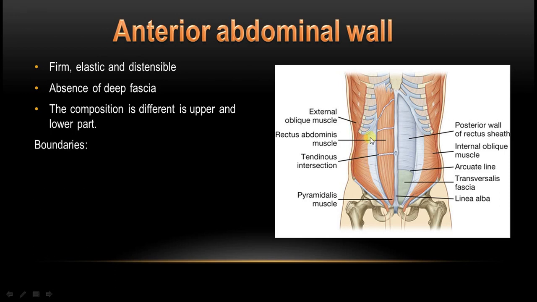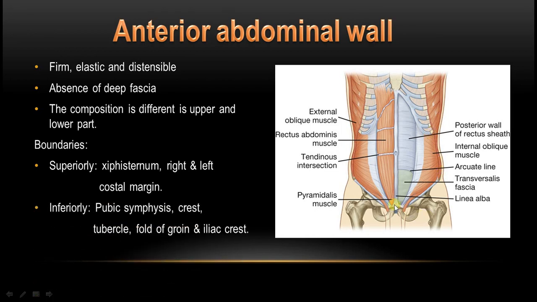The boundaries of the anterior abdominal wall: in the front, by the costal margin. It is mainly by the right and the left costal margin, which is formed by the 7th, 8th, 9th and the 10th ribs, but not the 11th and 12th ribs. The 11th and 12th ribs are floating ribs and they don't come anterior. So above, it is bounded by the right and left costal margin formed by the 7th, 8th, 9th and the 10th rib.